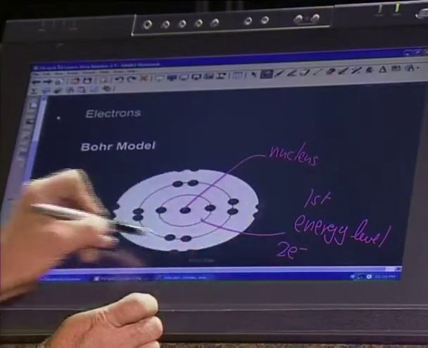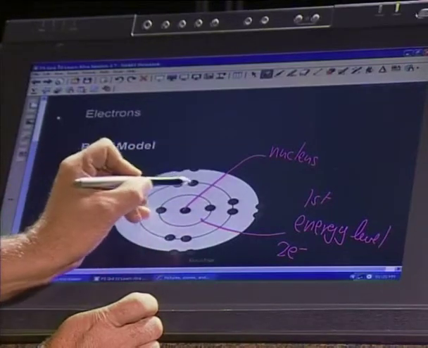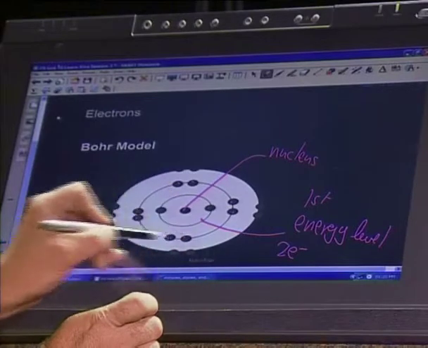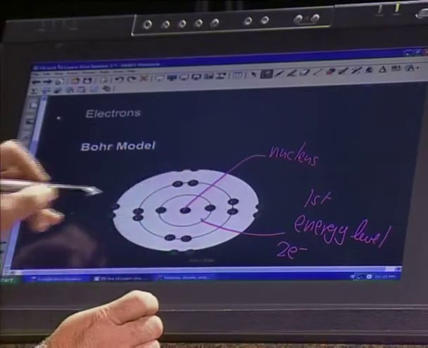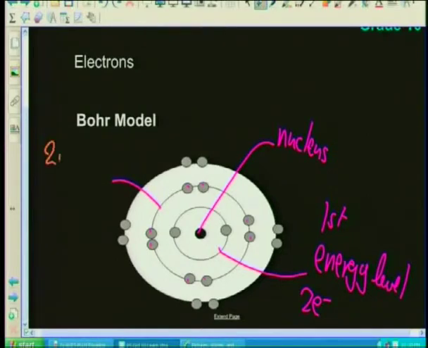But you'll notice in the next energy level, which is known as the second energy level, there are 8 electrons. And similarly, in the third energy level, there were also 8 electrons.